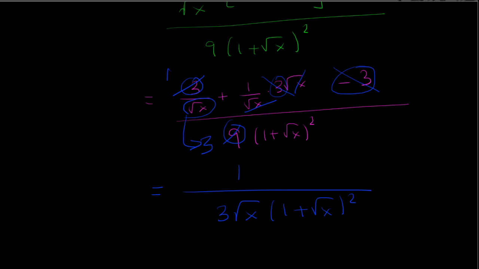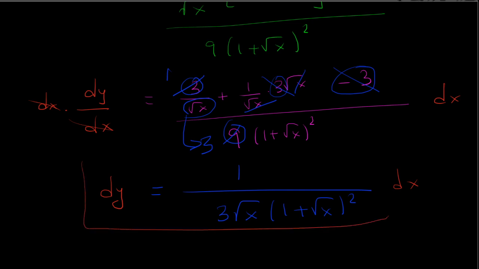So keep in mind, I didn't write this out, but this was dy over dx here on the left. So I would have multiplied both sides by dx, so that's going to go away. So I'm going to be left with dy on the left, and that is my final answer.